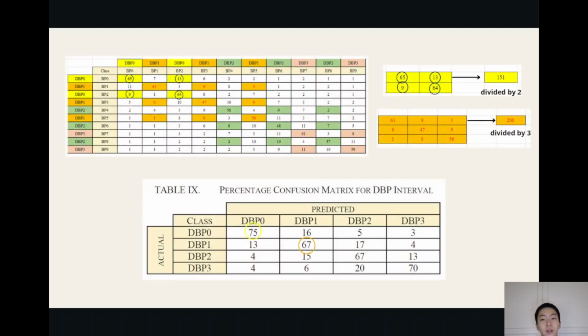For the DBP confusion matrix, the values are computed in the same way. For example, DBP0 includes both BP0 and BP2, shown in the yellow blocks. The 75% value comes from adding them up and dividing by 2 because there are 2 BP groups, which gives us 75%. Other values in this confusion matrix are calculated in a similar way.